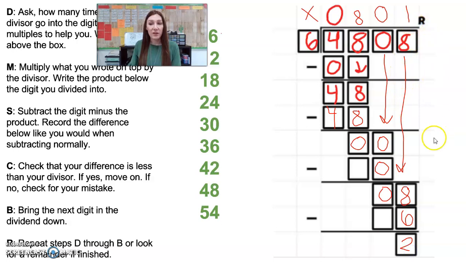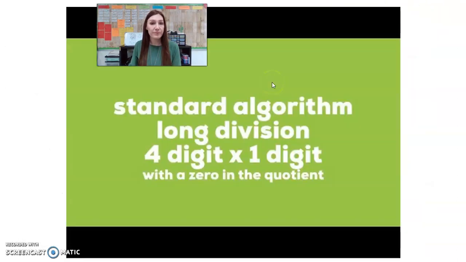Then I have nothing left to bring down, so this 2 is going to become my remainder. Just a tip, remember that if your remainder is larger than your divisor, you need to go back and check your work because something is wrong. So our quotient is 801 with a remainder of 2.